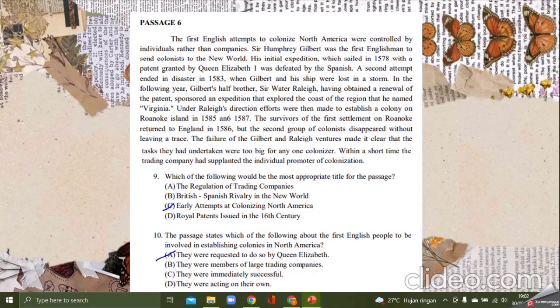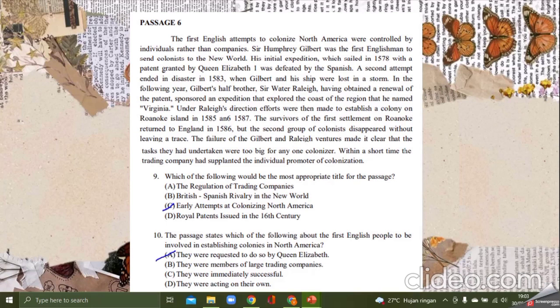Passage C. The first English attempts to colonize North America were controlled by individuals rather than companies. Sir Humphrey Gilbert was the first Englishman to send colonies to the New World. His initial expedition, which started in 1578 with a patent granted by Queen Elizabeth I, was defeated by the Spanish. A second attempt ended in disaster in 1583 when Gilbert and his ship were lost in a storm.